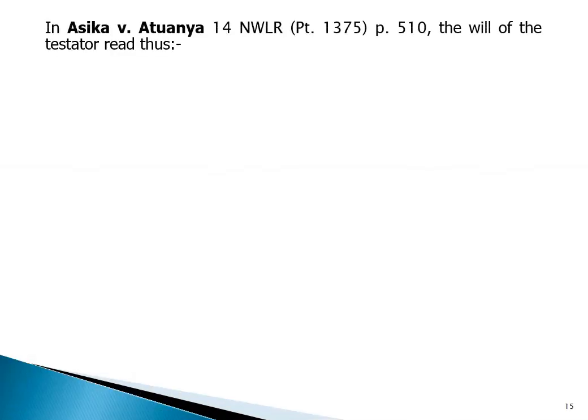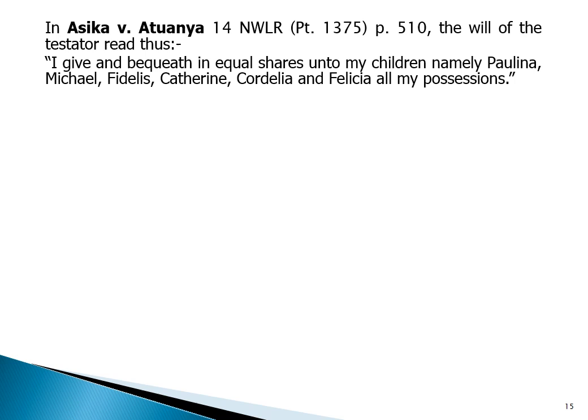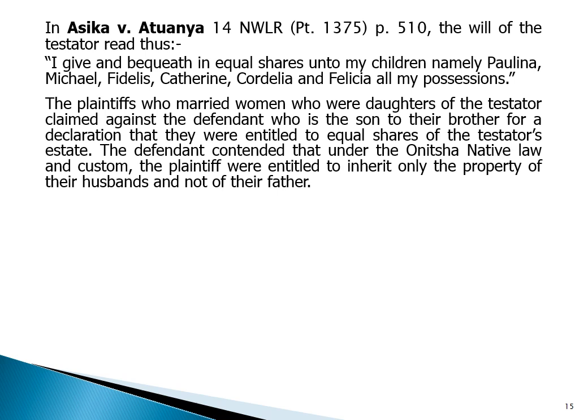In Asika and Atuanya, 14 Nigerian Weekly Law Report, Part 1375, page 510, the will of the testator read thus: I give and bequeath in equal shares unto my children, namely Paulina, Michael, Fidelis, Catherine, Cordelia, and Felicia, all my possessions. The plaintiffs, who married women who were daughters of the testator, claimed against the defendant, who is son of the testator and brother to their wives, for a declaration that they were entitled to equal shares of the testator's estate. The defendant contended that under the Onitsha native law and custom, the plaintiffs were entitled to inherit only the property of their husbands and not of their father.